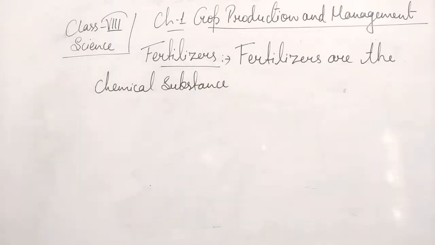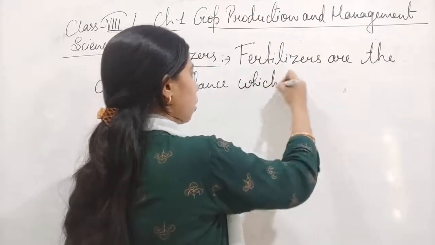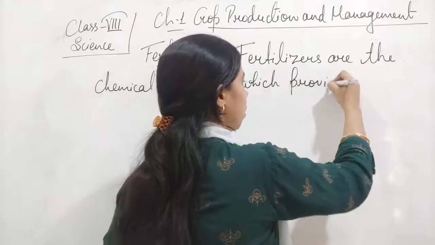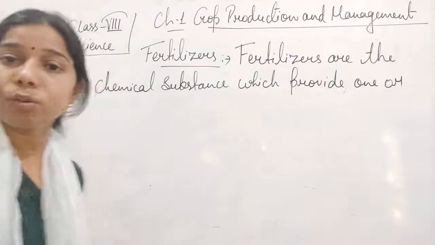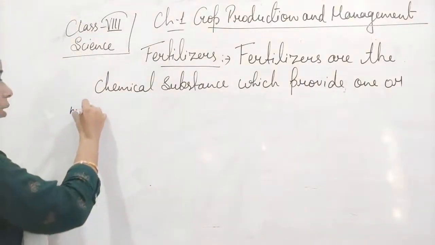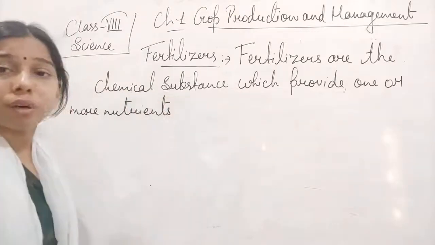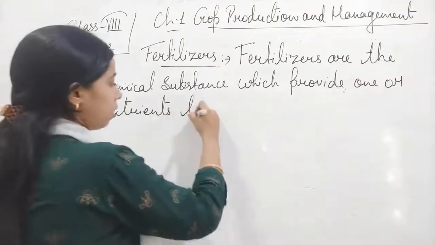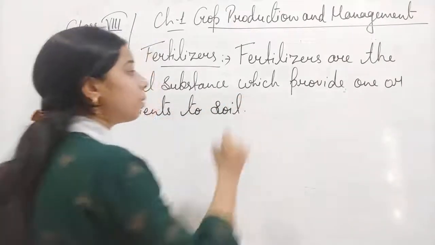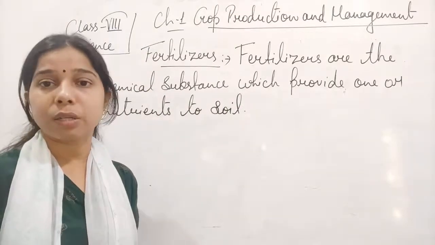these are the chemical substances which provide one or more nutrients to the soil. So this will help in providing one or more nutrients to the soil.